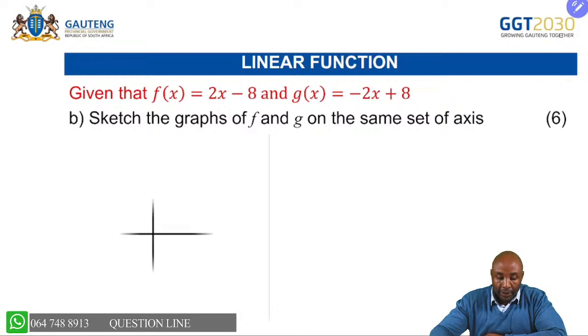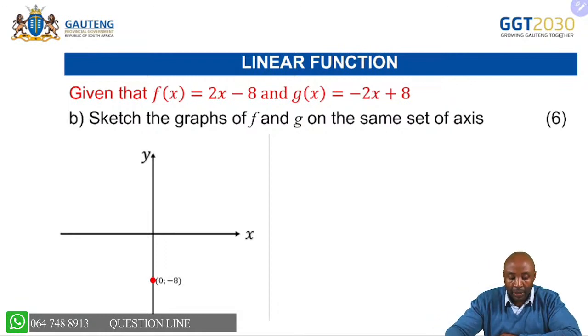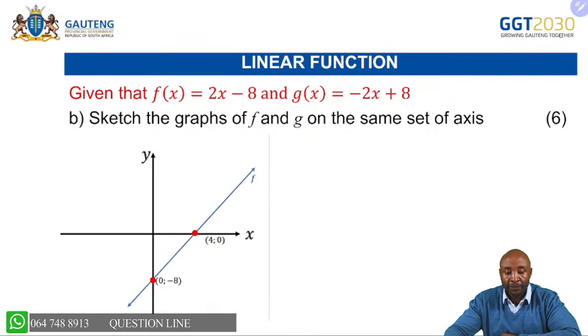As I have indicated, I'm able to straight away, for f of x, transfer my intercepts: it's (0, -8) and my x-intercept, it's (4, 0). I just indicate it there. If I check, the gradient of my f of x is positive, meaning my graph is increasing, and I will have that as my f of x.